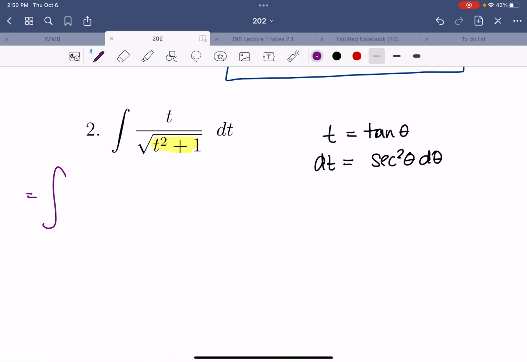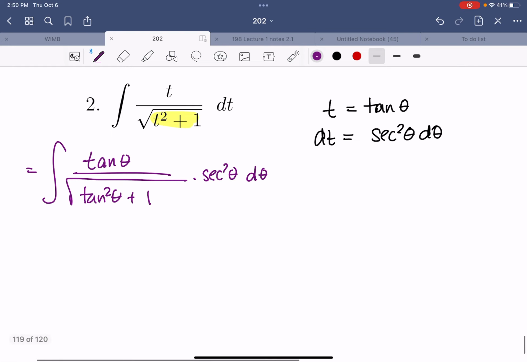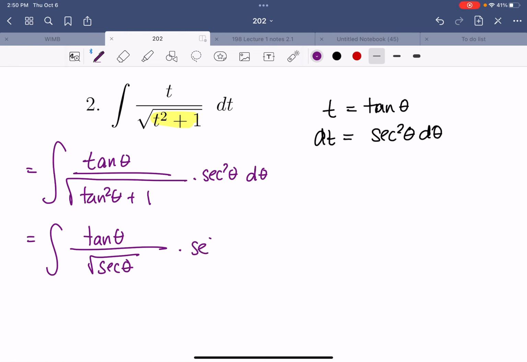So we get the integral of t, which is tangent theta, over the square root of tangent squared theta plus 1, times secant squared theta d theta. Okay, now tangent squared plus 1 is secant squared. So we get the integral of tangent theta over the square root of secant squared theta, times secant squared theta d theta.